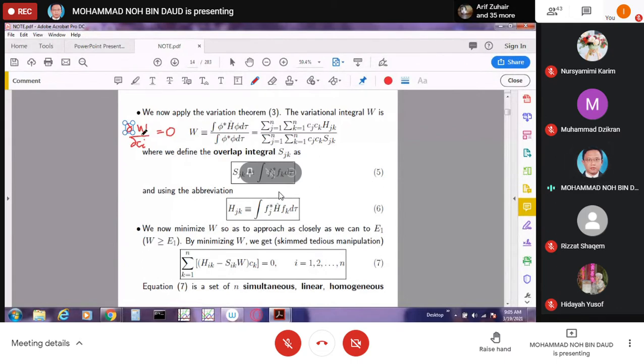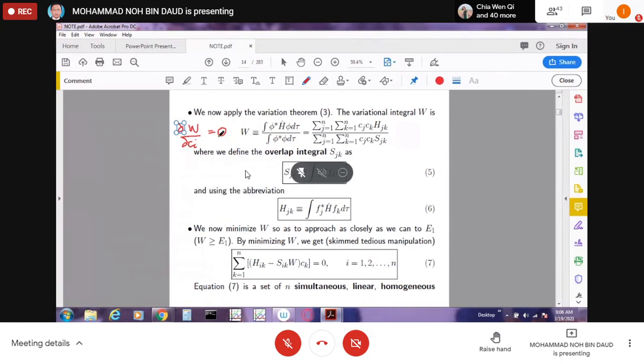After minimizing this, sorry, W, the approximate energy. So this is the approximate energy with respect to this coefficient. Okay, we end up with these simultaneous linear homogeneous equations.